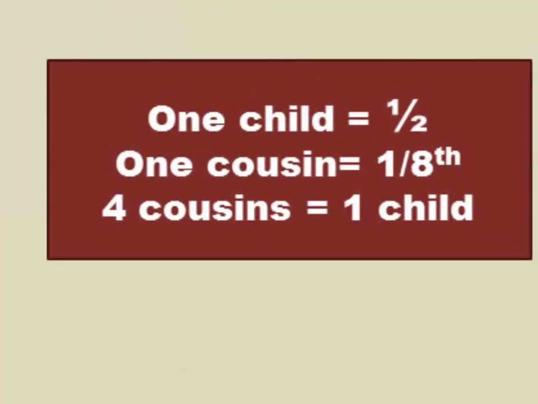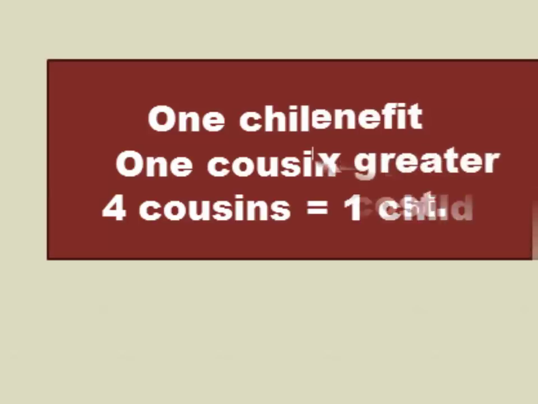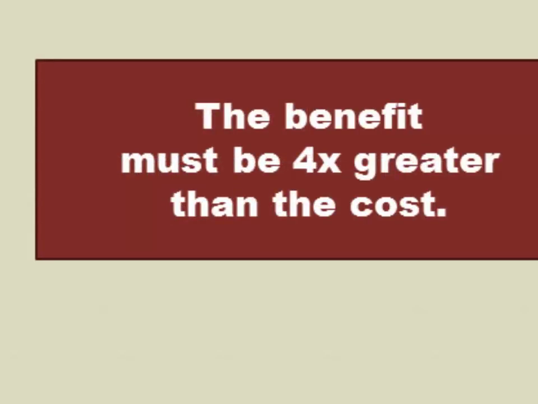But what about when we look at our first cousins? Well, there the relatedness is 1/8. So one child is still 1/2. And that means it takes four cousins to equal one child in terms of the probability of sharing a gene with you. And that means the benefit has to be four times greater than the cost.